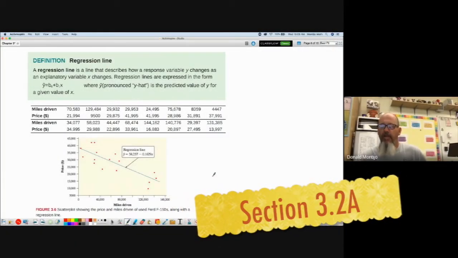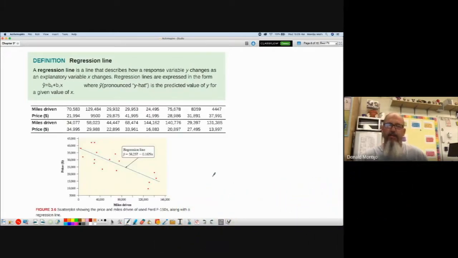Now, how are we going to find this line of best fit, so to speak? We're going to call this the regression line, or oftentimes they will abbreviate it as LSRL, least squares regression line. And right now, we're going to look at how to find the regression line by using technology. Our calculator is going to do all of the work for us to find this regression line.